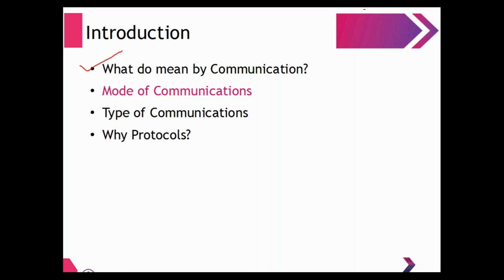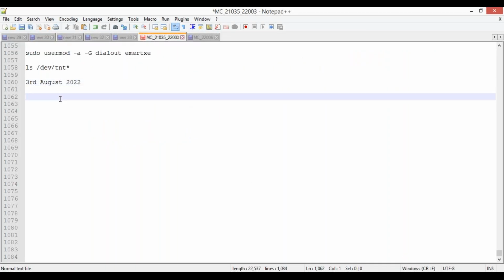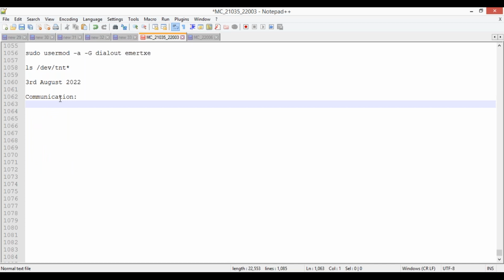So the first question is, what do you mean by communication? So people, in general, can you tell me what do you mean by communication? What is communication? Are we communicating now? Give me the answer in simple terms. What is a communication? Correct. Very good answers. It is exchange of information. Yes, it is a transfer of message.